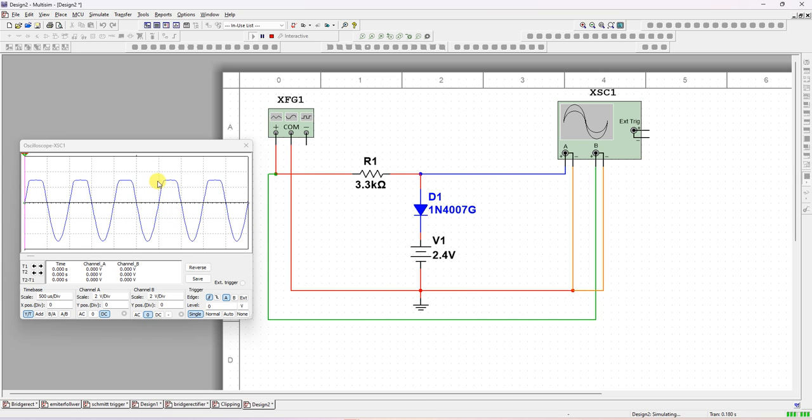It is almost 1.5 boxes. This is one box, one and a half. One and a half into 2. One and a half into 2 is 3 volts.